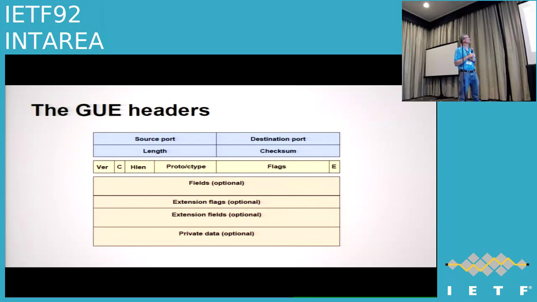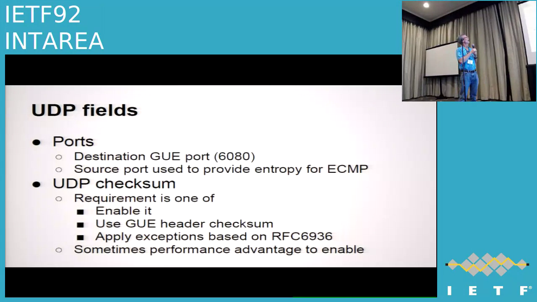UDP. As I mentioned, we can use a source port for entropy, much like other UDP encapsulations. UDP checksum, very similar to the MPLS over UDP, GRE over UDP. Same provisions. However, since we do have the ability to add a header checksum within the encapsulation, that may mitigate certain circumstances where we wish we could turn on the checksum, but we can't because of the switch compatibility.